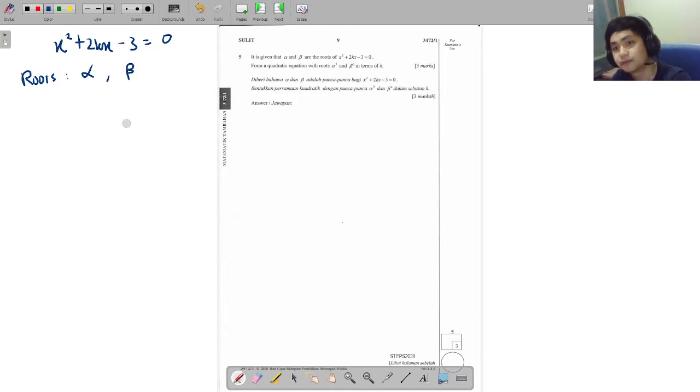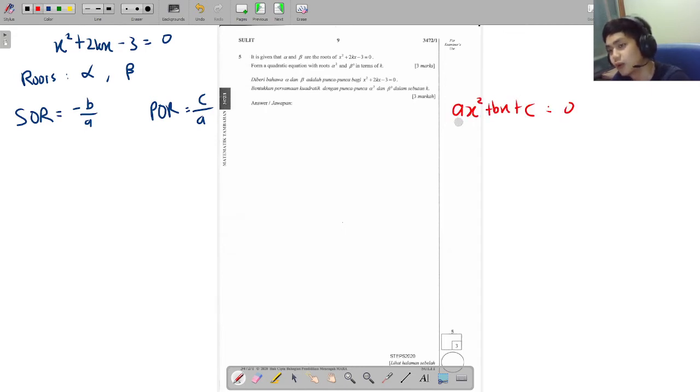Alright, so when we are given roots, we usually work with the SOR/POR, sum of roots and product of roots. The formula for sum of roots is negative b over a, product of roots is c over a. The a, b, and c come from the general form of a quadratic, which is ax squared plus bx plus c, where a is the number in front of x squared, b is the number in front of x, and c is the number that does not have x in it.